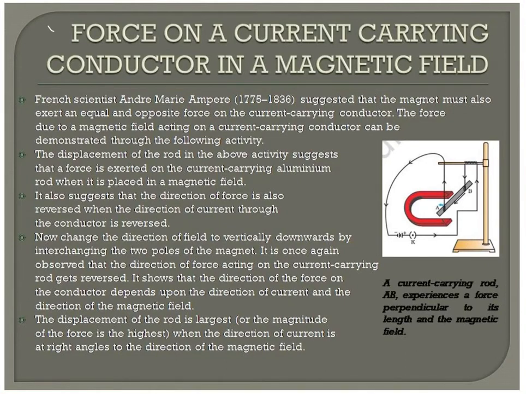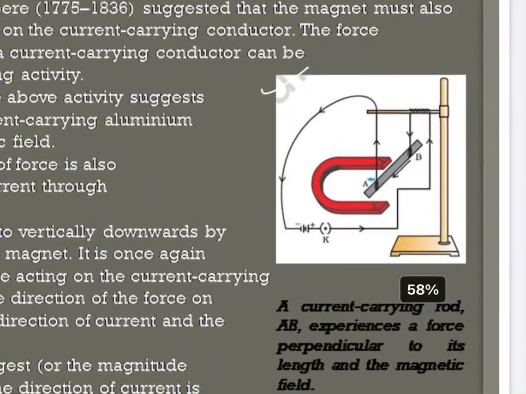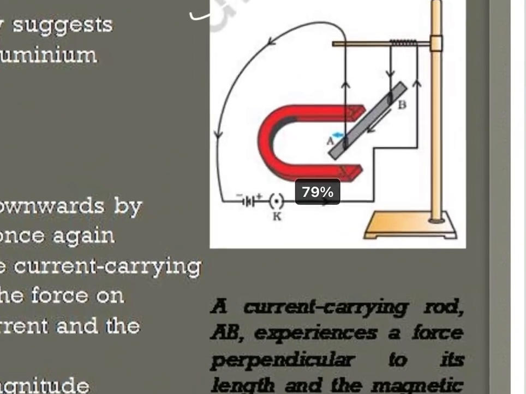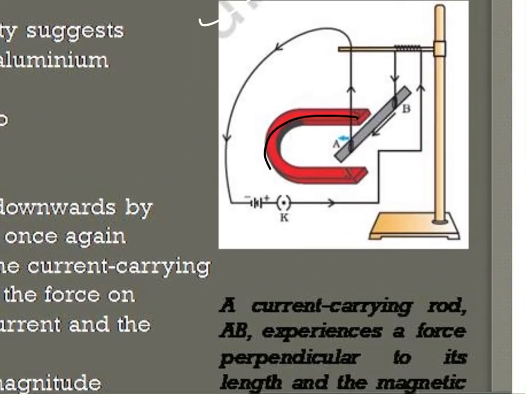Students, our next topic is force on a current carrying conductor in a uniform magnetic field. As you can see in the diagram here, a circuit diagram is there, and one horseshoe magnet is shown. Now this horseshoe magnet is producing a magnetic field like this, and in this magnetic field rod AB is kept.